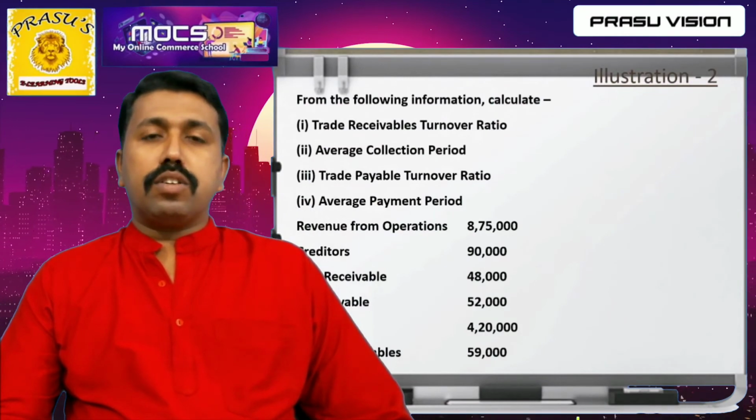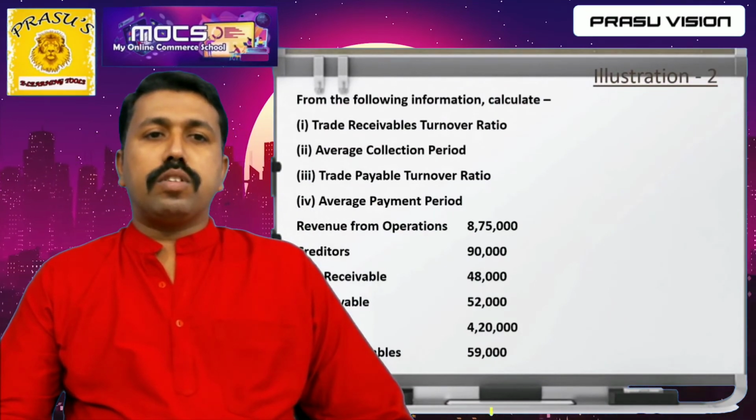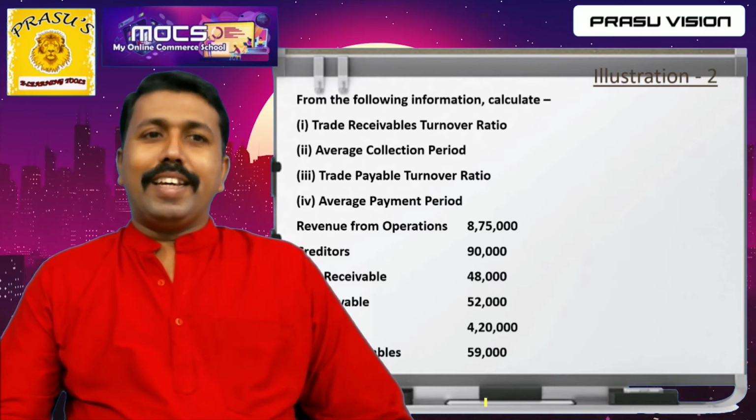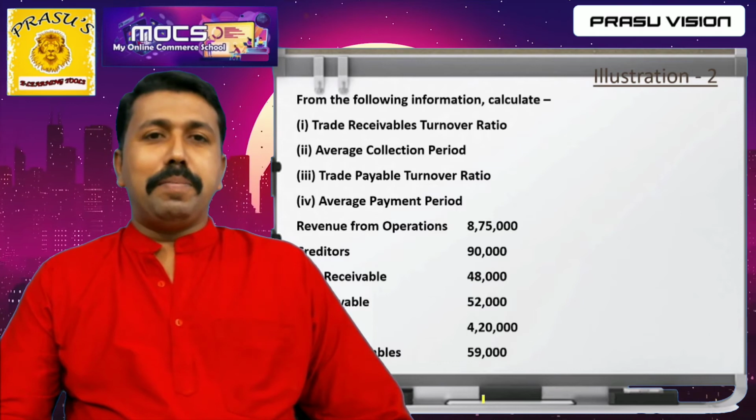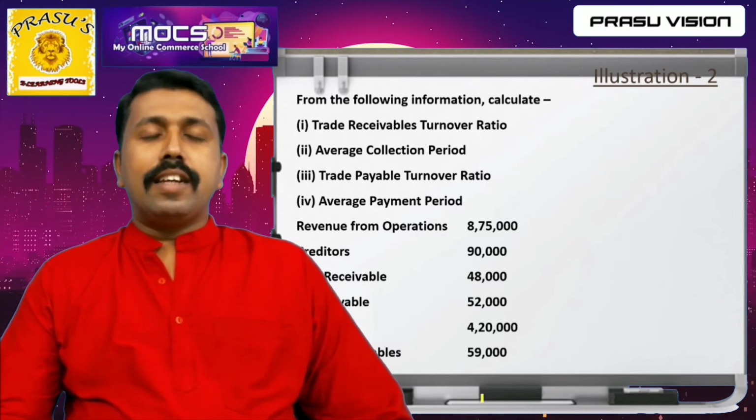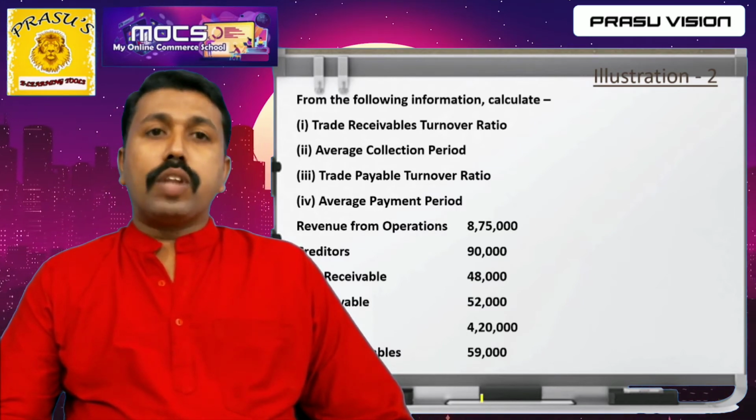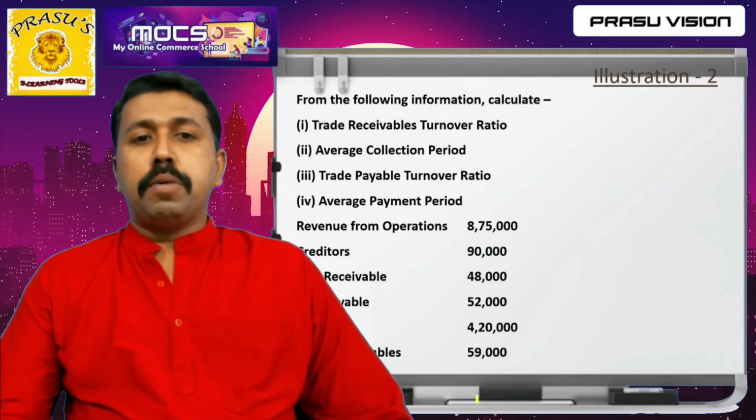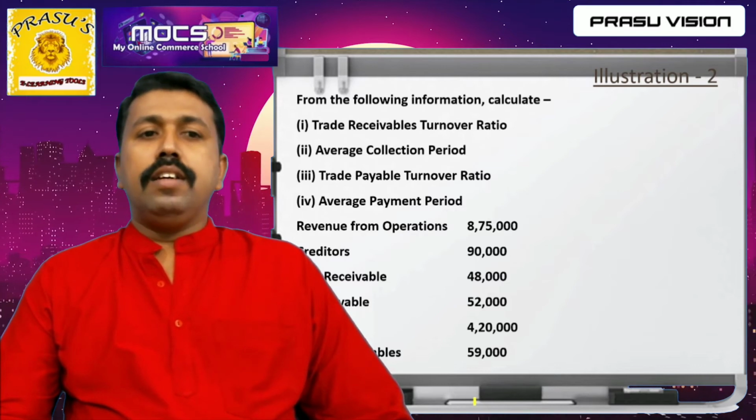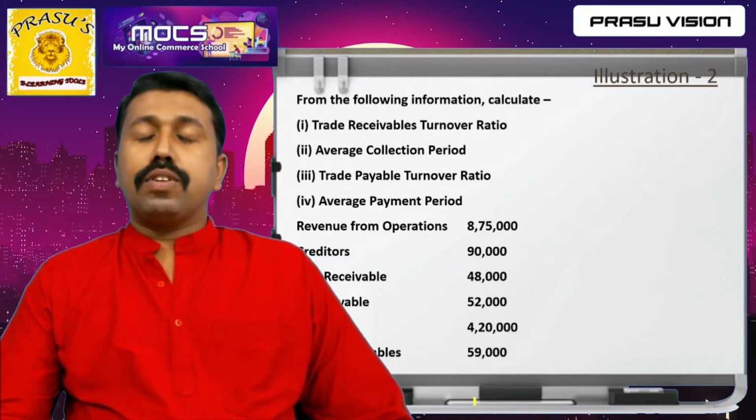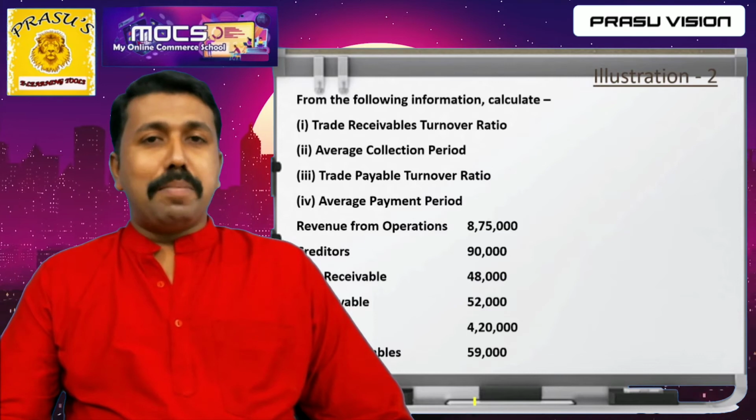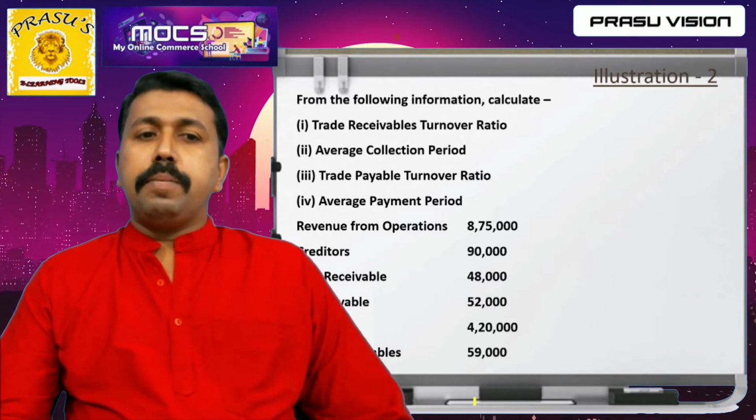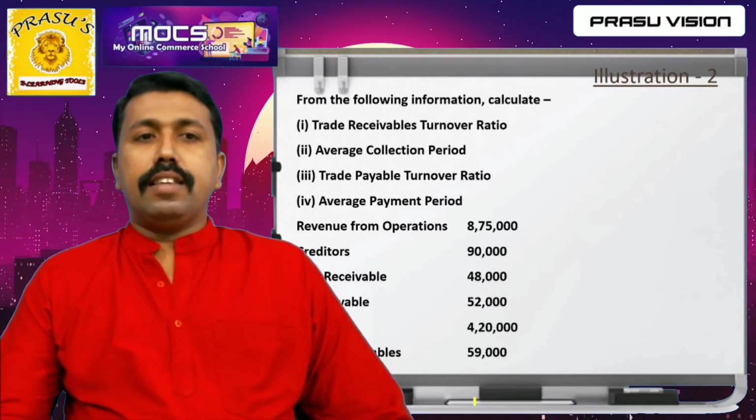Another question is there to find out the different ratios, and look at that. Some more items are there. Average collection period and average payment period also we can calculate in relation to ratios like trade payable and trade receivable turnover ratio. Values like revenue from operation is 8,75,000, creditors 90,000, bills receivable 48,000, bills payable 52,000, purchase 4,20,000, trade receivable 59,000.